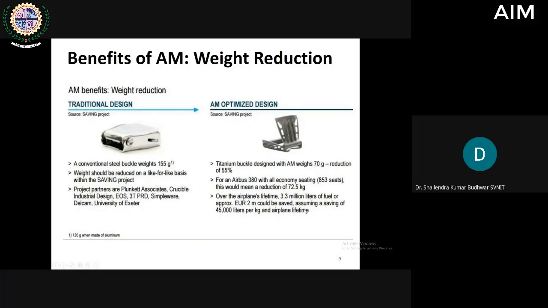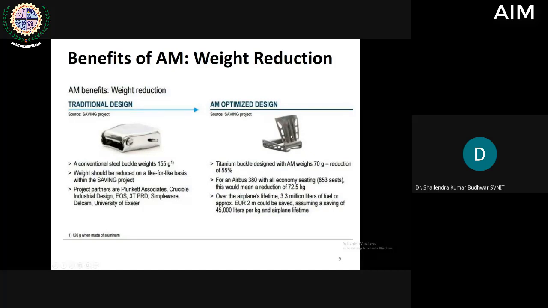So you can see this weight reduction. This was the traditional design of a seat belt, a conventional steel buckle, which weighs around 155 gram. Then its weight was reduced through a project by these companies: Plunkett Associates, Crucible Industrial Design, US 3T PRD, Simpleware, Delcam, University of Exeter. Then they used titanium material, and the design was changed.